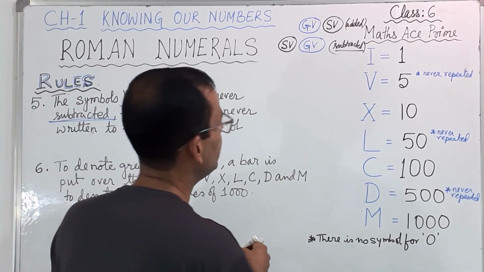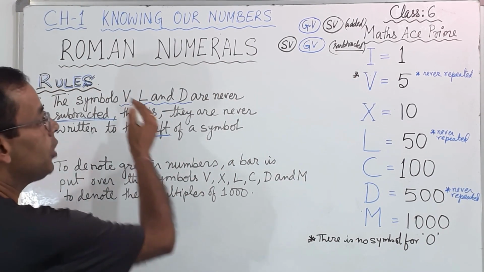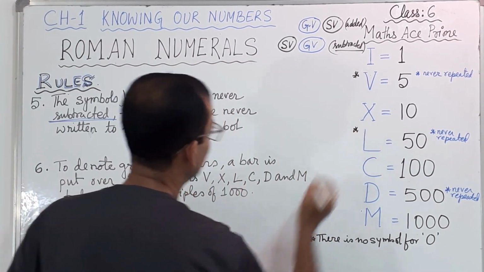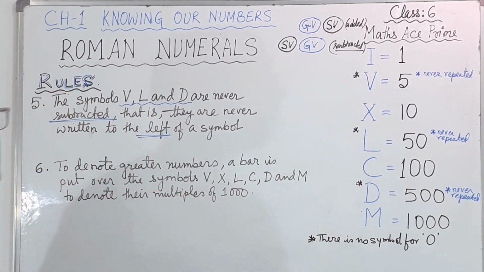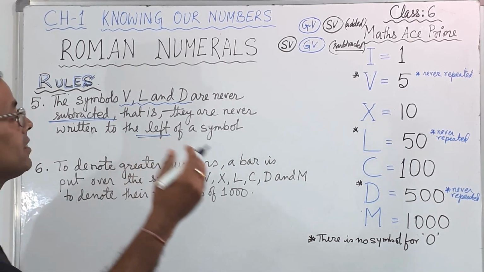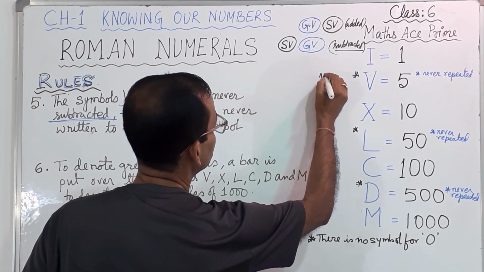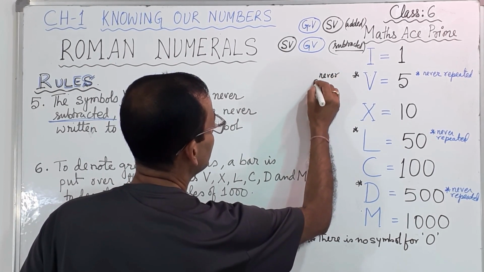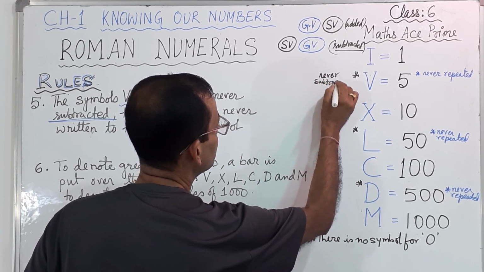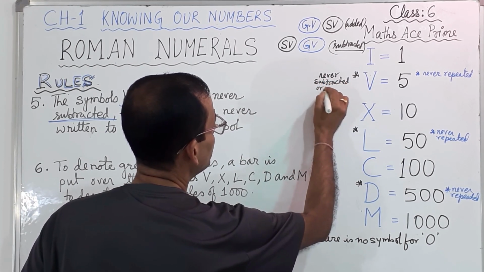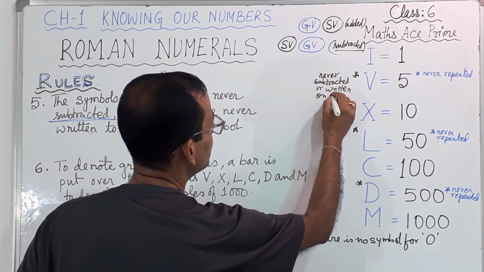Which? V. Let me highlight that one. So V is here, I am giving one star mark. Then L, L also I am giving one star mark. And another one is D. They are never written, or we can say they are never subtracted, or written on the left.